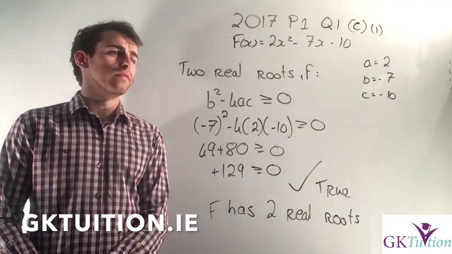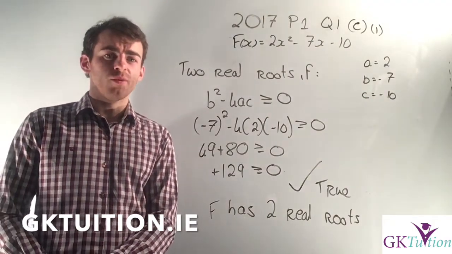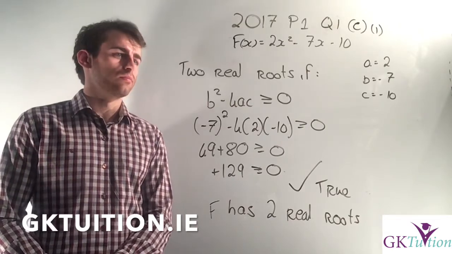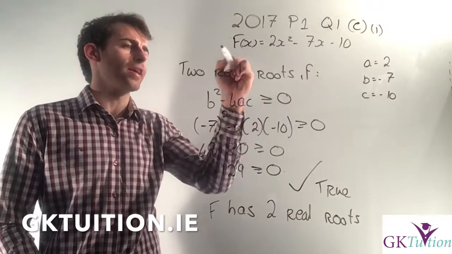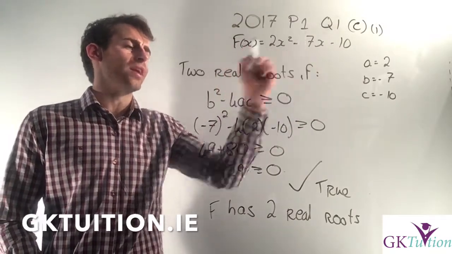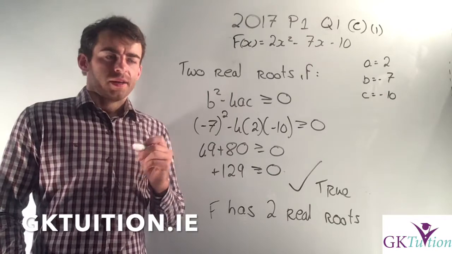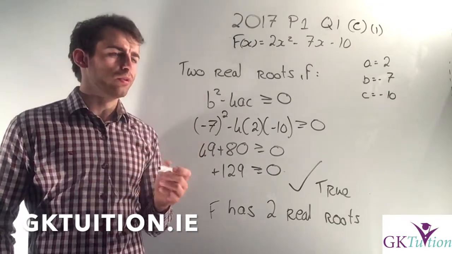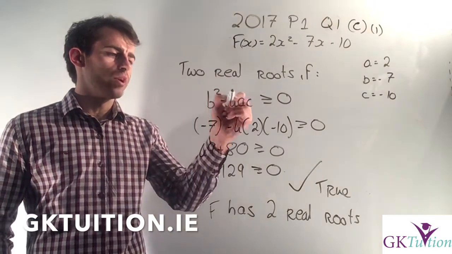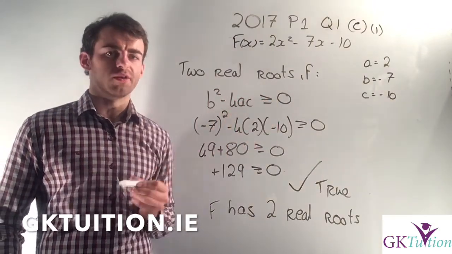In C part 1 of this question, we're asked to explain why f must have 2 real roots. Of course, what they're referring to when they say f is my quadratic, f of x equals 2x squared minus 7x minus 10. Now you should know straight away that in order to prove that a quadratic has 2 real roots, that means that b squared minus 4ac is greater than or equal to 0.